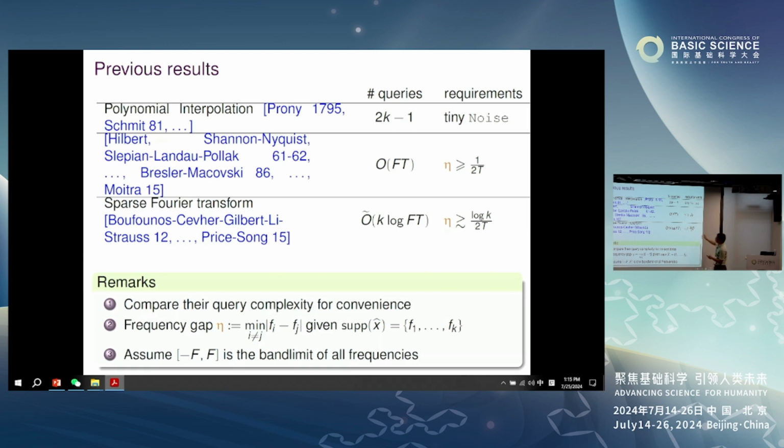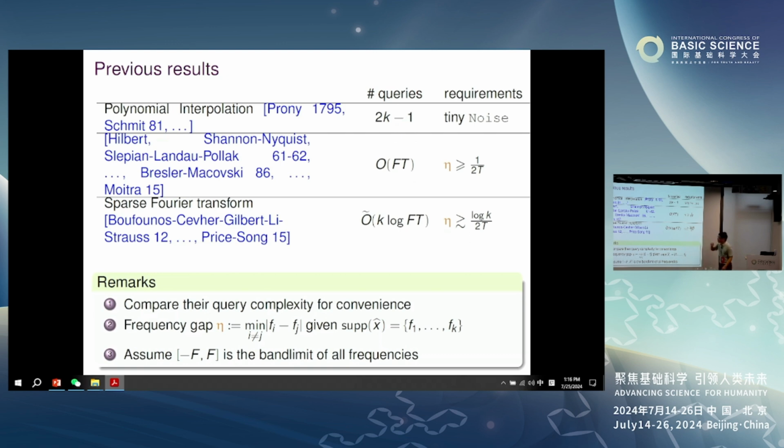Okay. Then I will discuss another 2 lines of research. I will use one more notation. Recall that eta is still the frequency gap. While we allow these frequencies to be arbitrary real numbers, we still want to put a limit because computers cannot handle frequencies going to infinity. So I assume there's a band on the frequency limit that's -f to f.